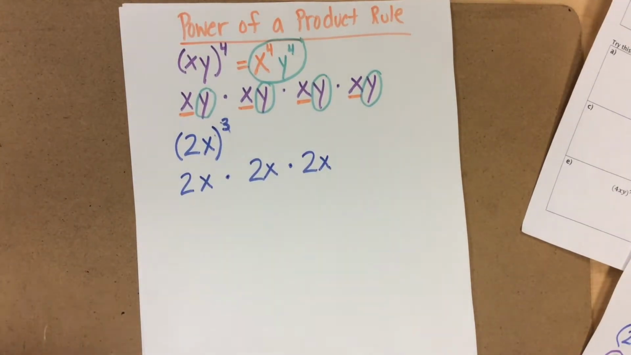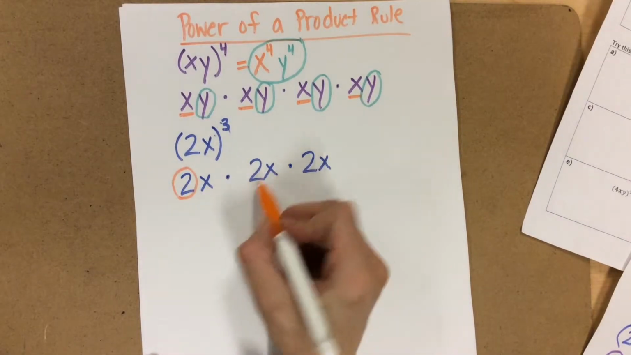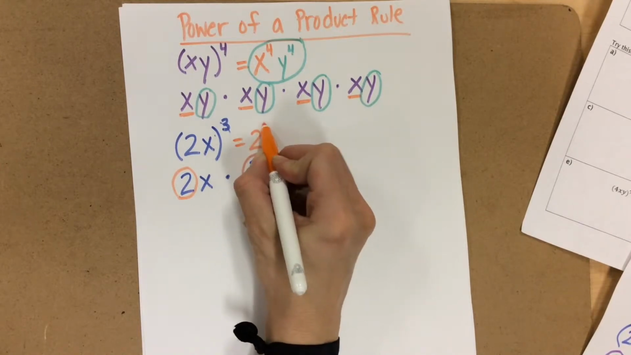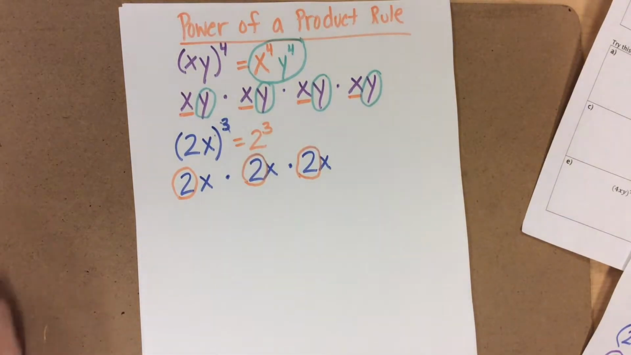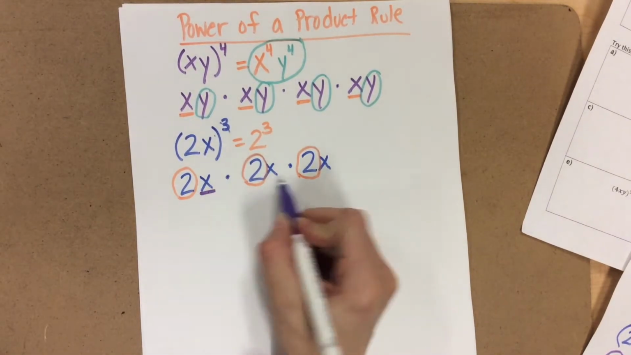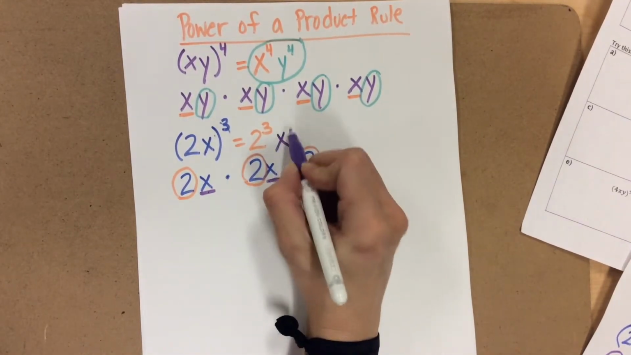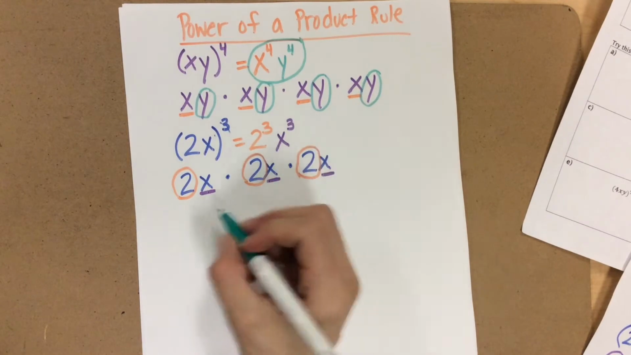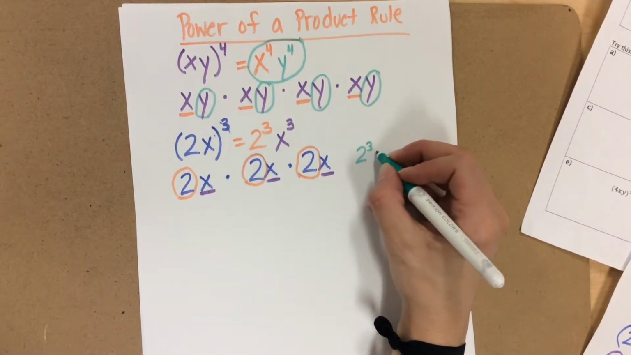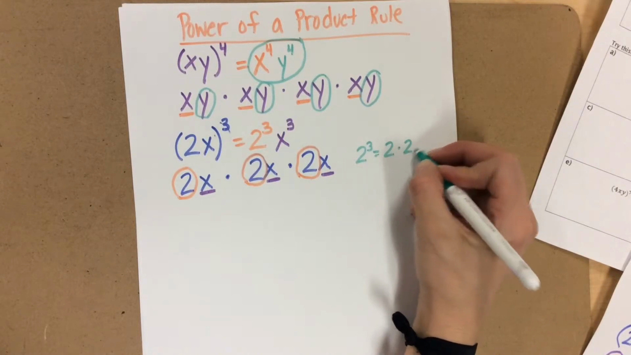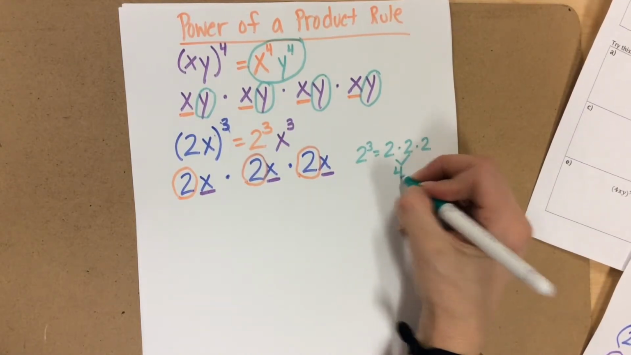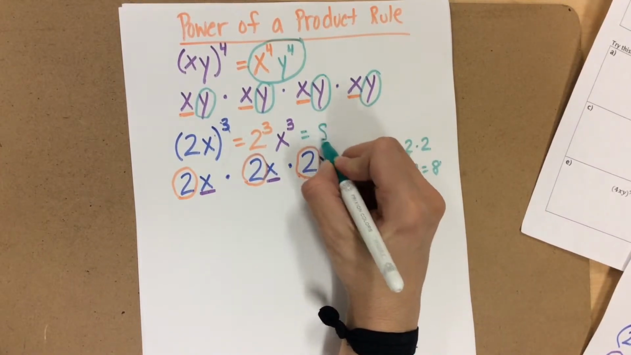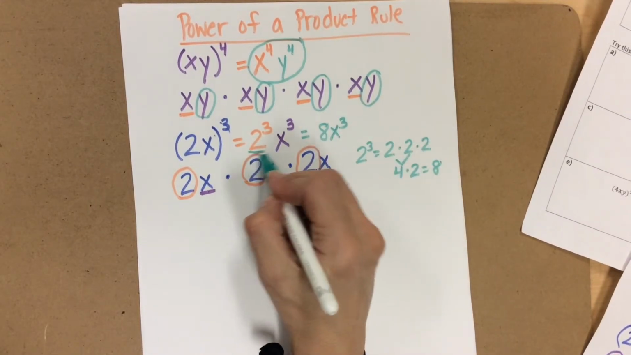So now we need to look at my like terms, and we have 2 times 2 times 2. So we have 2 3 times, so 2 to the third power. And then we need to look at my x's. 1, 2, 3, x to the third power. And we know that 2 to the third power is 2 times 2 times 2. 2 times 2 is 4, times 2 is 8. So we can write this in a more simplified form of 8x to the third power. So you can write it either way.